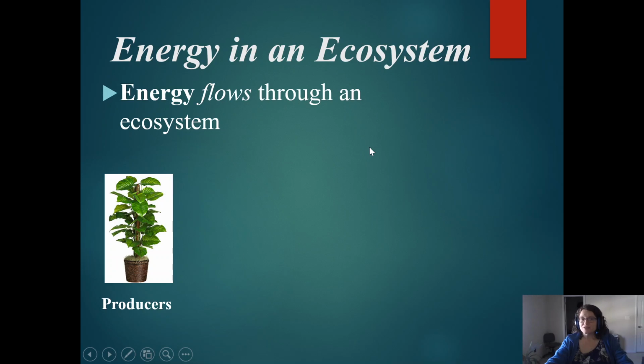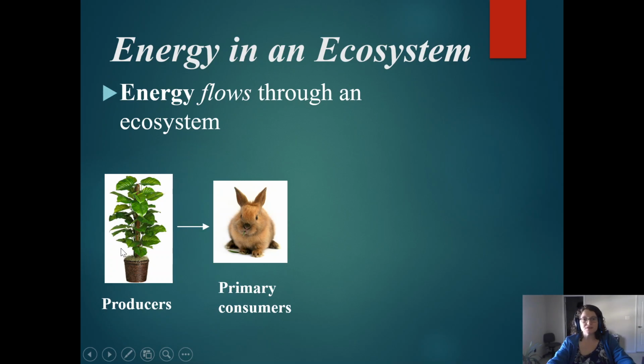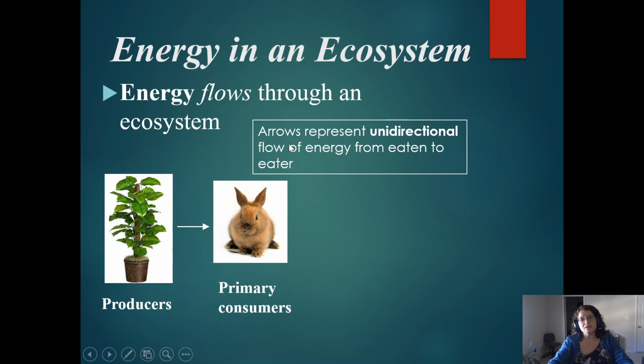So energy flows through an ecosystem. This is the energy here. Energy comes into the system via the sun and is absorbed via producers. These producers then give their chemical energy to the primary consumers. Note the direction of the arrow here. Primary consumers then incorporate some into their body, lose some as heat. The arrows represent the unidirectional flow of energy from eaten to eater.